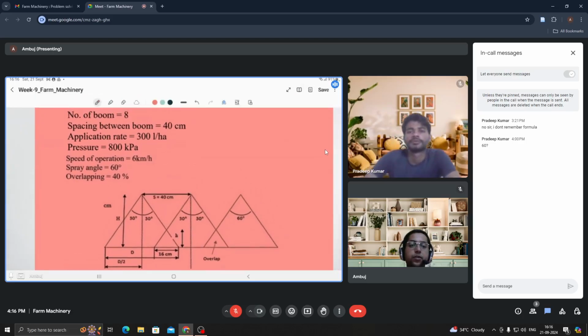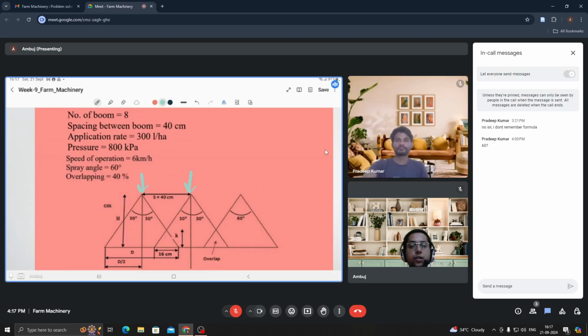The number of nozzles has been given as 8; no need to see this. Spacing has been given between two nozzles as 40 centimeters. Here two nozzles are there, I have drawn. Spacing is 40 centimeters. Overlap between the two nozzles is 40%, so 40% of 40 is 16 centimeters. Okay, 16 centimeters is the overlap.